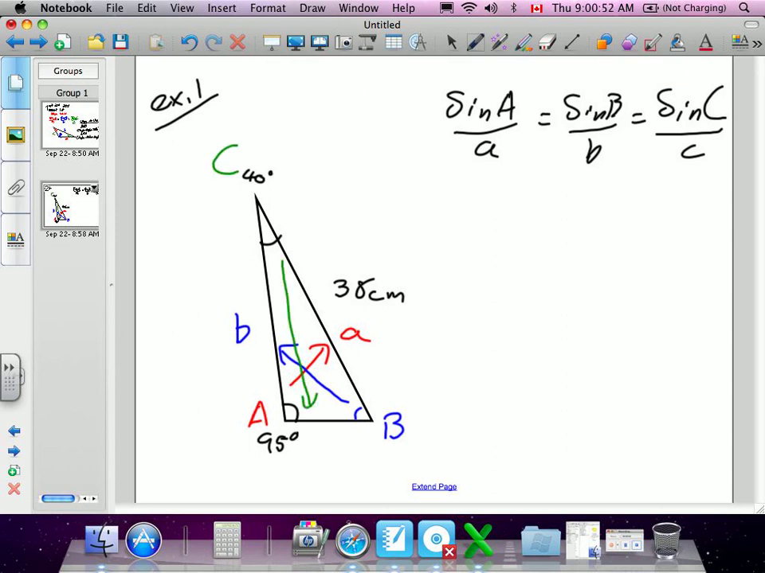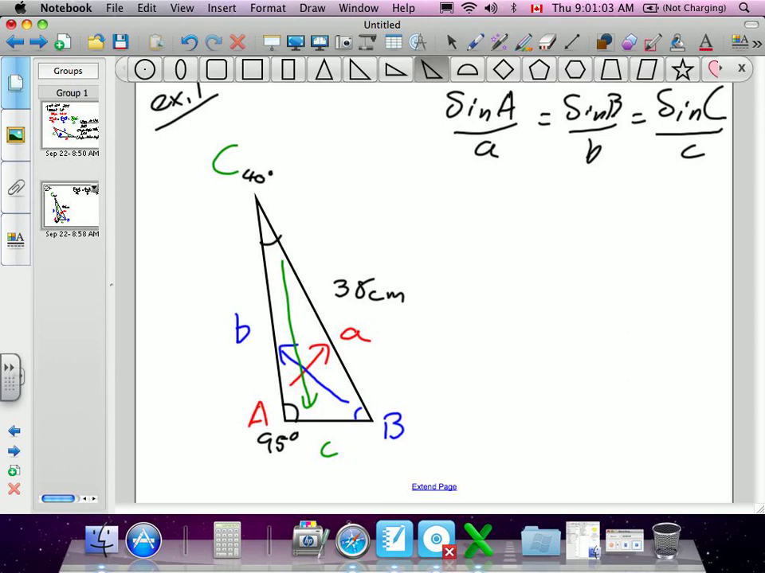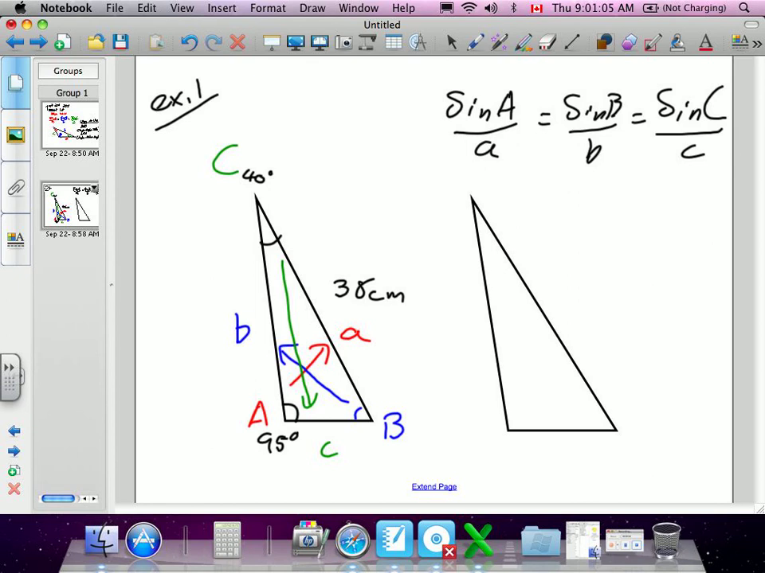Okay? So I know it looks confusing with all the arrows in it, so we'll just quickly redraw it with our letters. So, same thing. This is going to be 95, angle A, 38 centimeters is side A. This is our angle B. Angle C is 40 degrees. This is side B and side C. Okay?